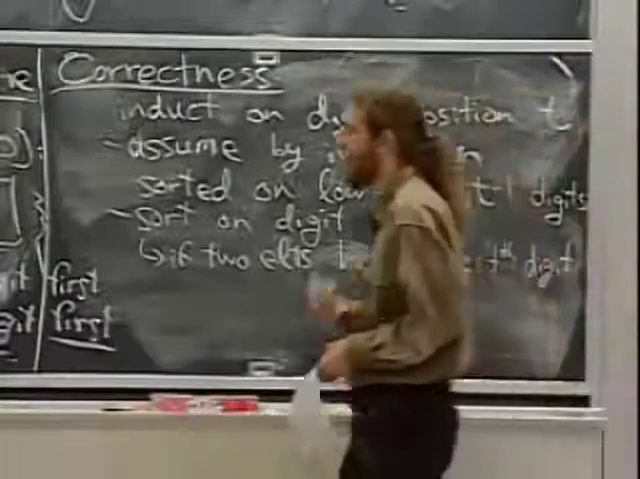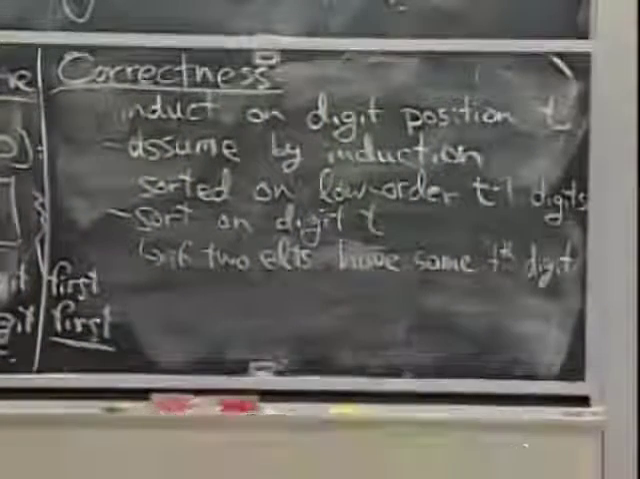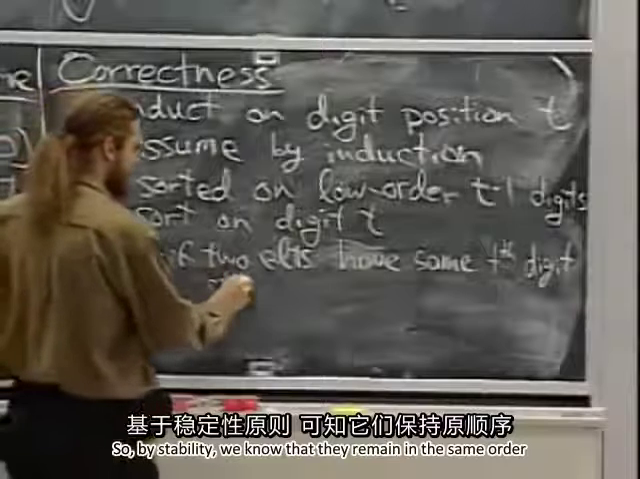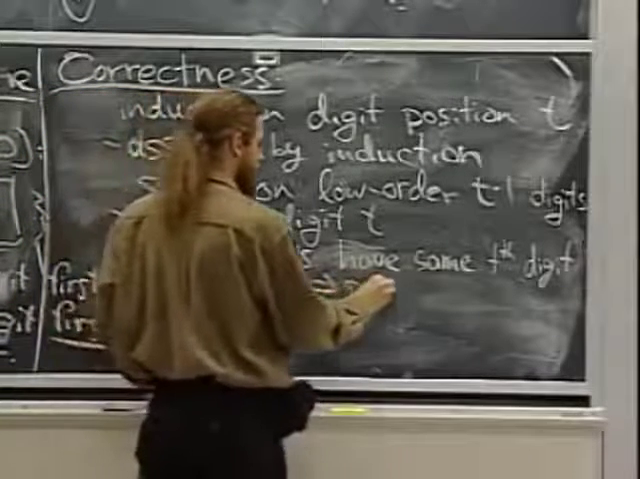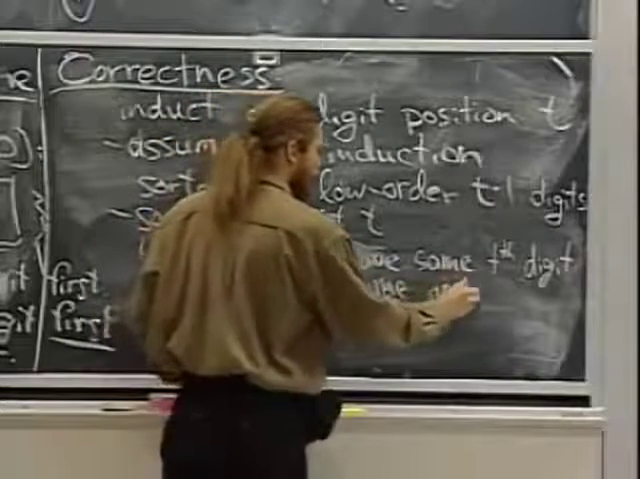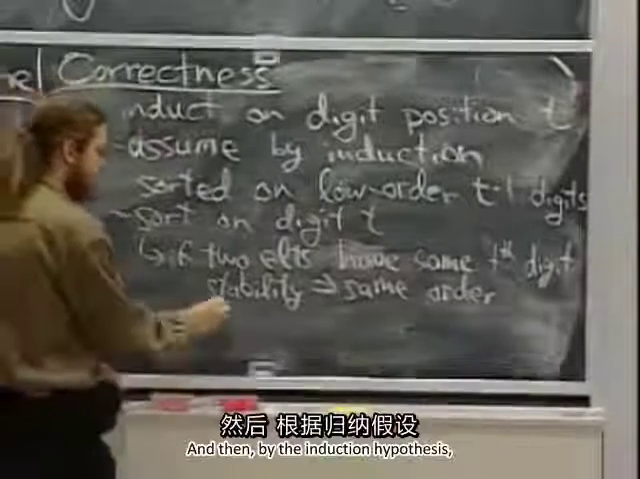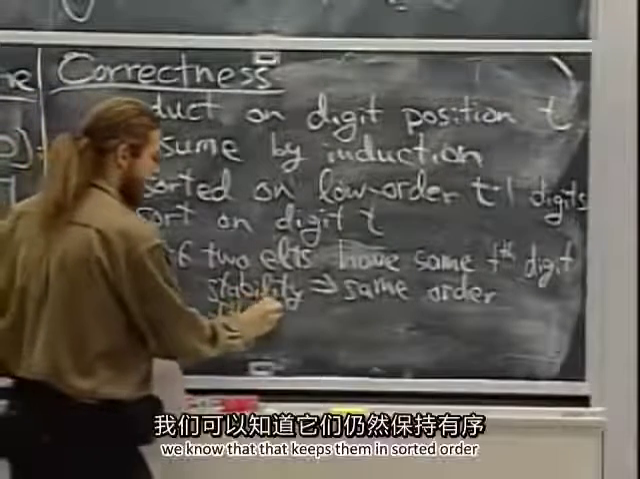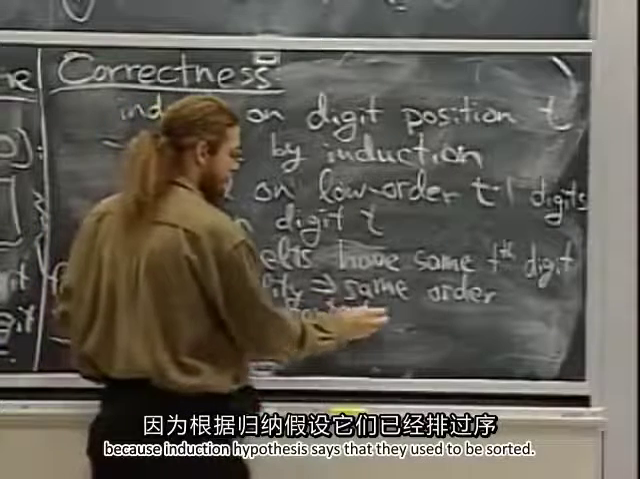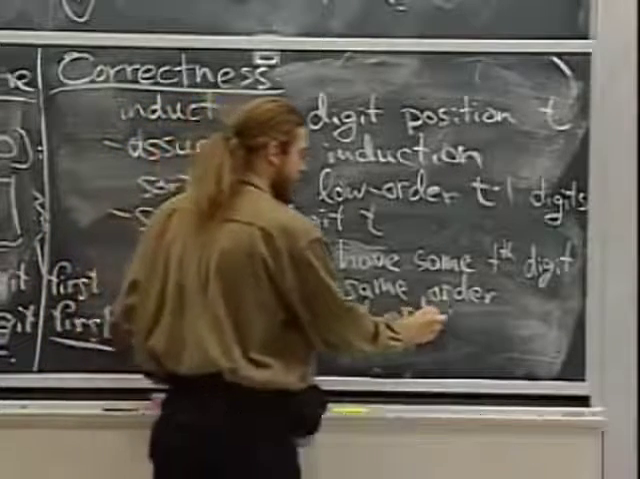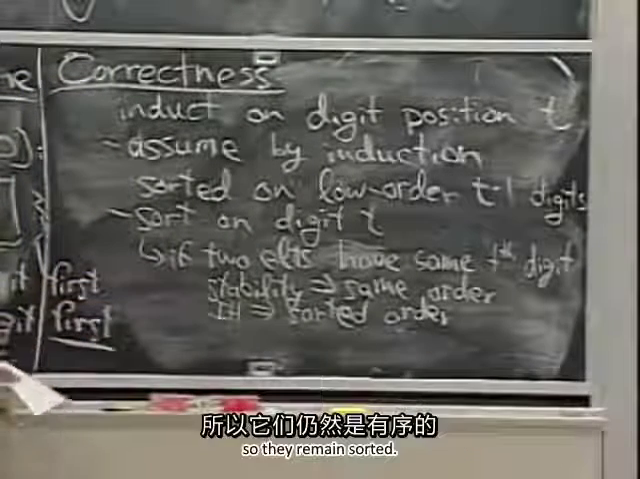this is the tricky case. If they have the same tth digit, then their order should not be changed. So by stability, we know that they remain in the same order. Because stability is supposed to preserve things that have the same key that we're sorting on. And then by the induction hypothesis, we know that that keeps them in sorted order. Because they used to be. Induction hypothesis says that they used to be sorted. Adding on this value in the front that's the same in both doesn't change anything, so they remain sorted.